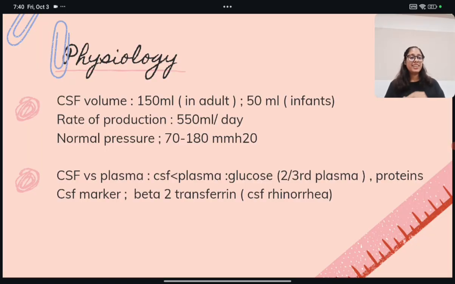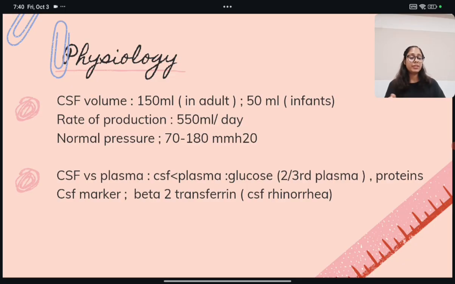Now, some very basic points about CSF. If there is any kind of defect in the CSF volume, the rate of production of CSF, or the pressure of CSF, this can all lead to hydrocephalus. The rate of production is about 550 ml per day, and the normal pressure is about 70 to 180 mm of H2O. To know the pressure of CSF, we usually do a lumbar puncture.